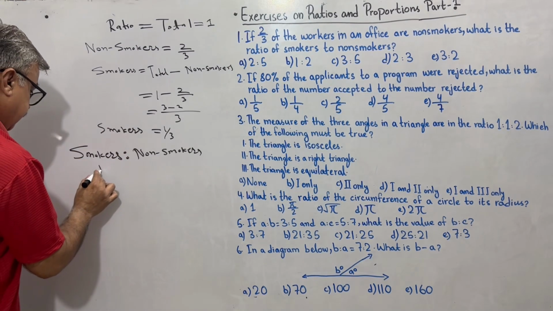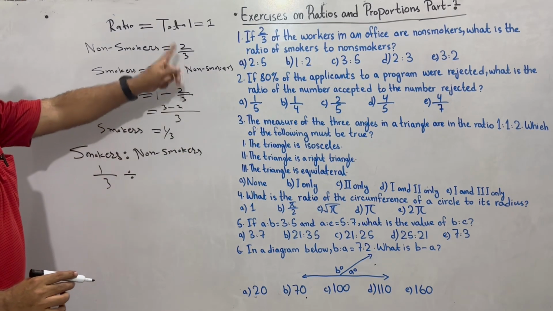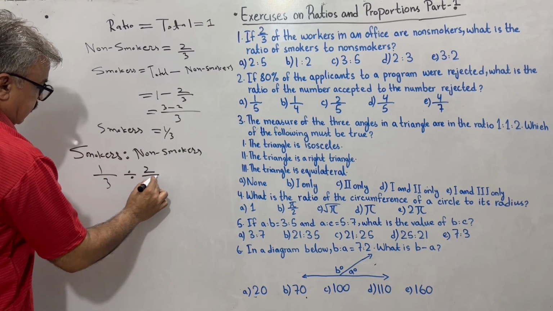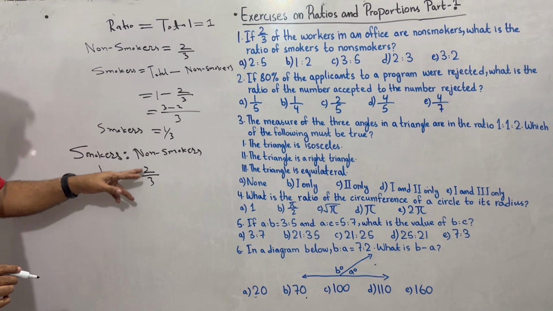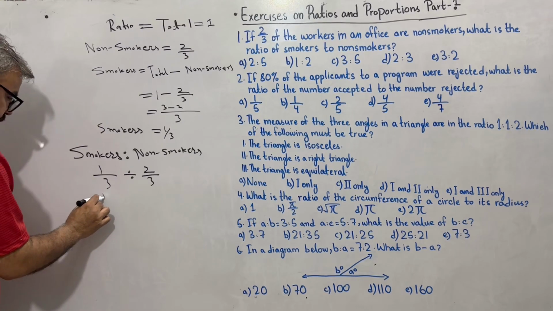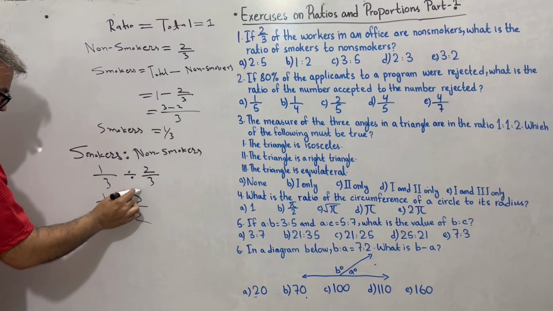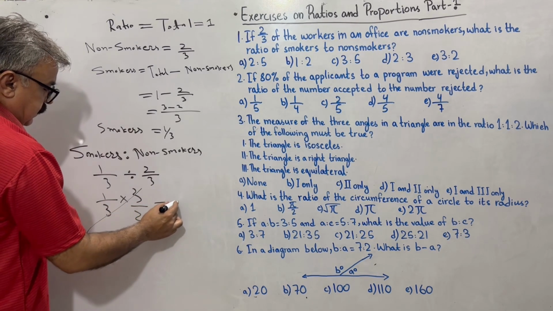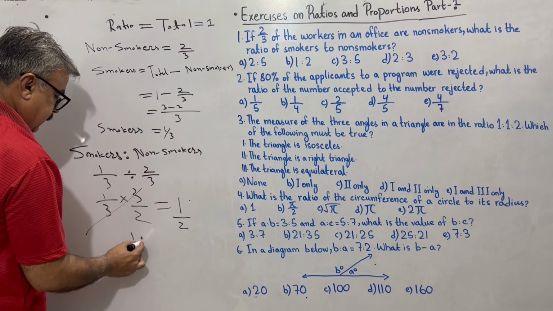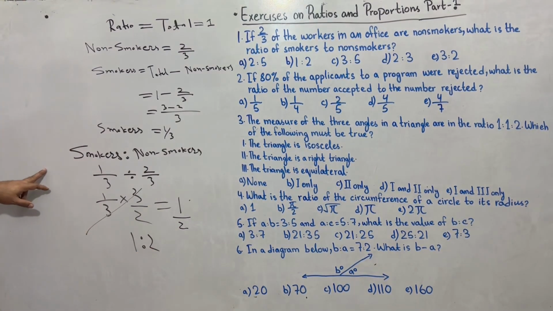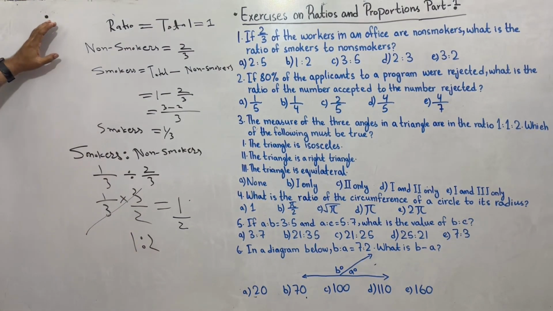Smokers are 1 over 3. Ratio means division. Non-smokers, given at the outset, are 2 over 3. After division, take the reciprocal to facilitate our calculation: we have 3 over 2, and the 3s cancel out. So the ratio of smokers to non-smokers is 1 to 2.